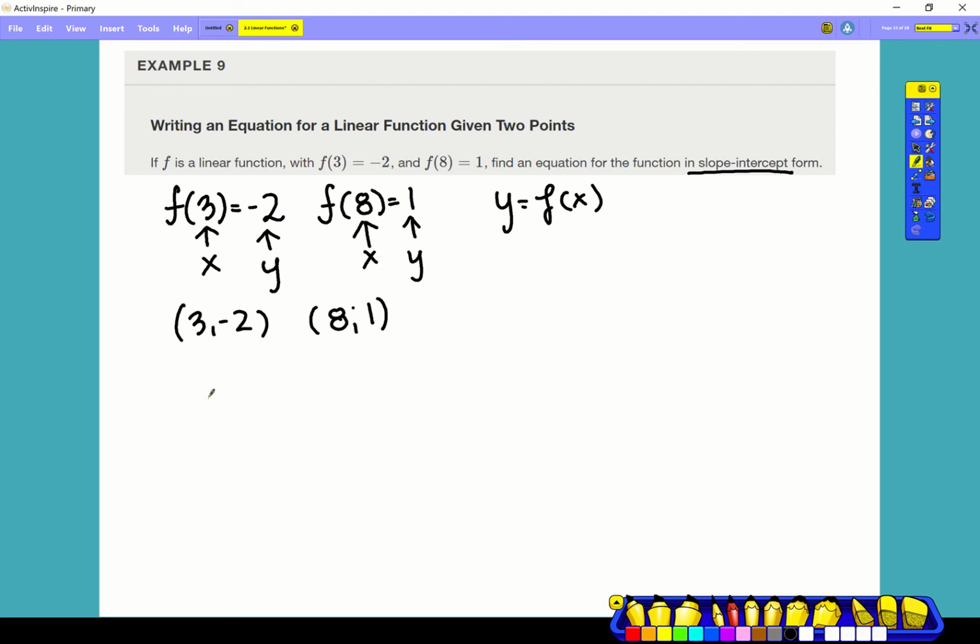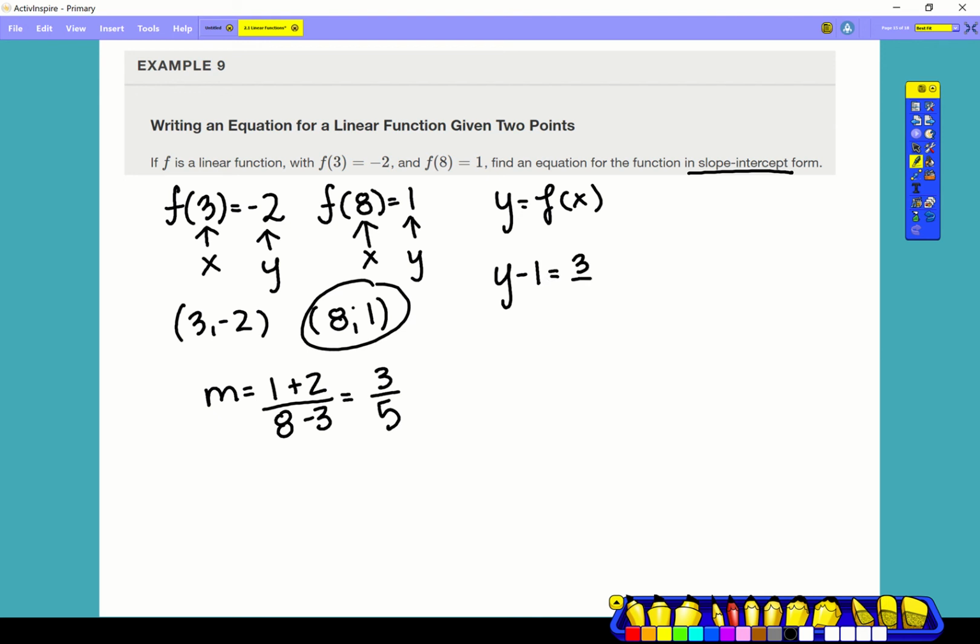So I'm going to find the slope. 1 minus -2, that's +2. 8 minus 3, going to be 3/5. So now we're going to have y minus, and I'm going to choose this one. Our y is 1. Our slope is 3/5 times x minus 8.